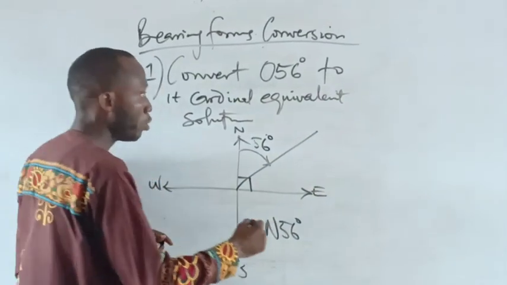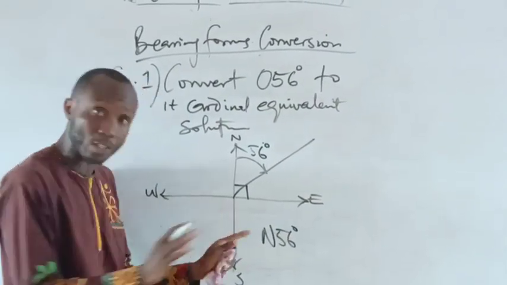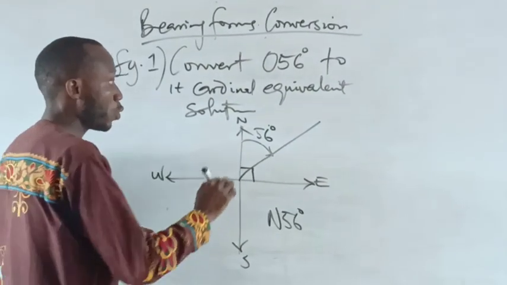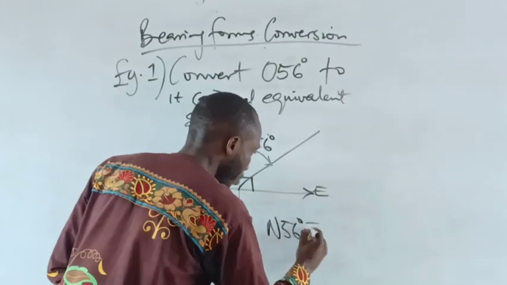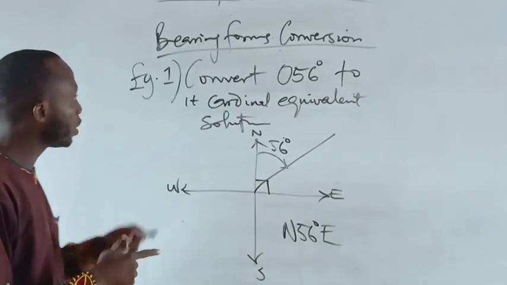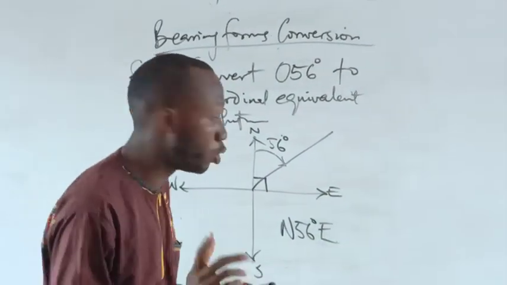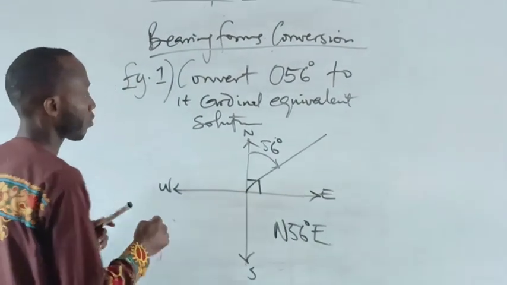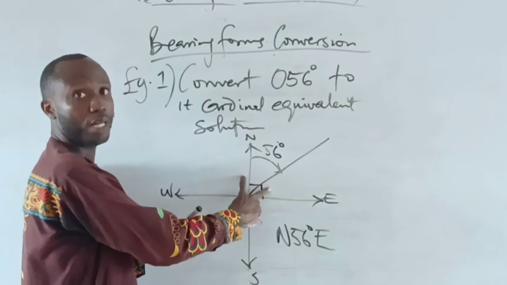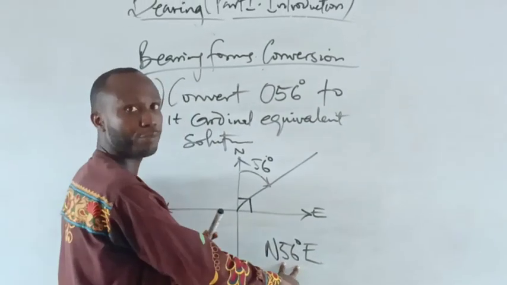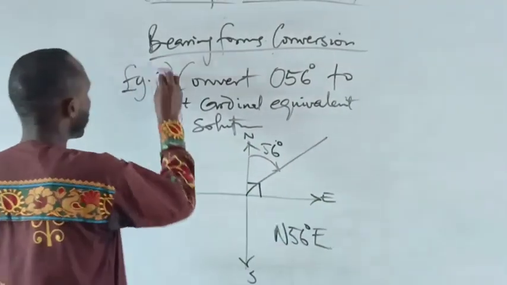Okay? Let's go. This is the easiest question to convert. So north 56 degrees east. Okay, I'm done with number 1. So let's move to example 2. So this is the 3-digit form, this is the illustration, and this is the cardinal form. Hope you're getting the point. Let's go to number 2 now.